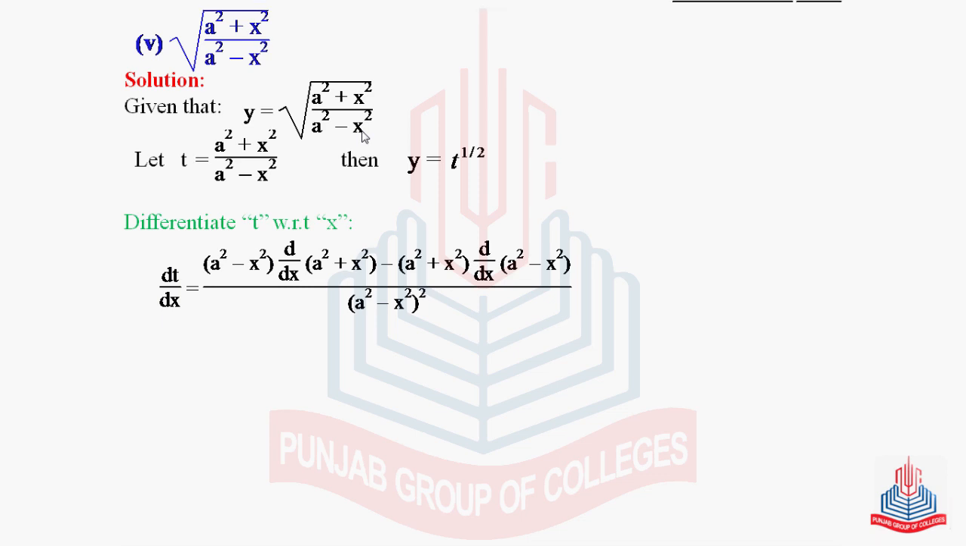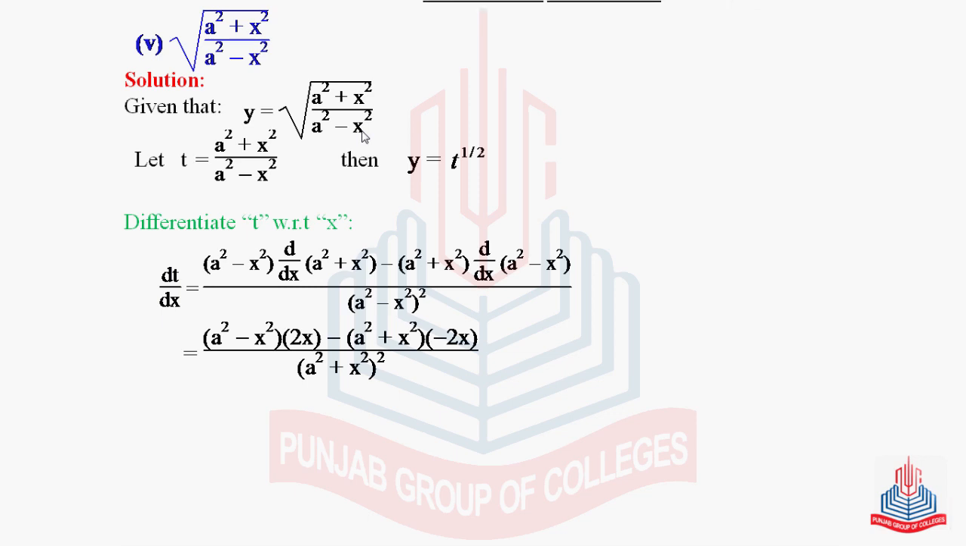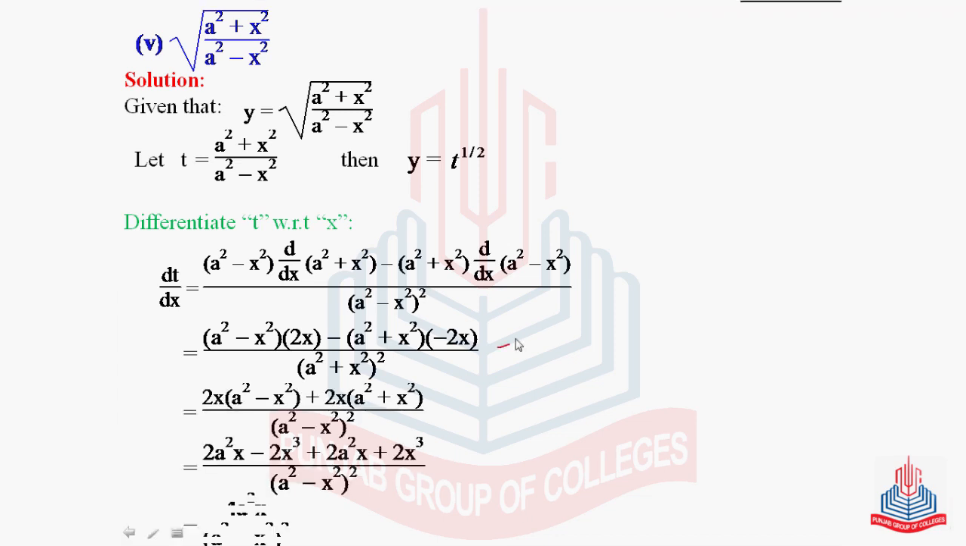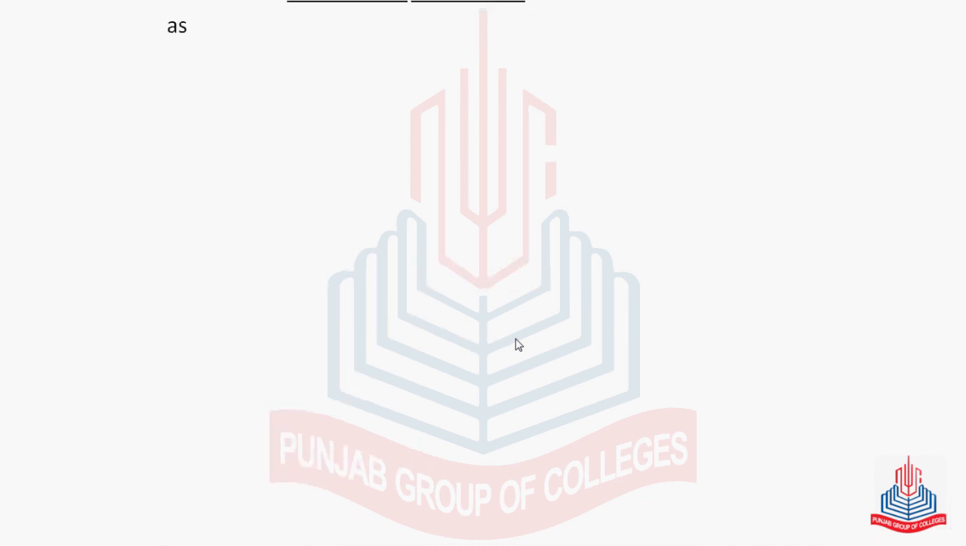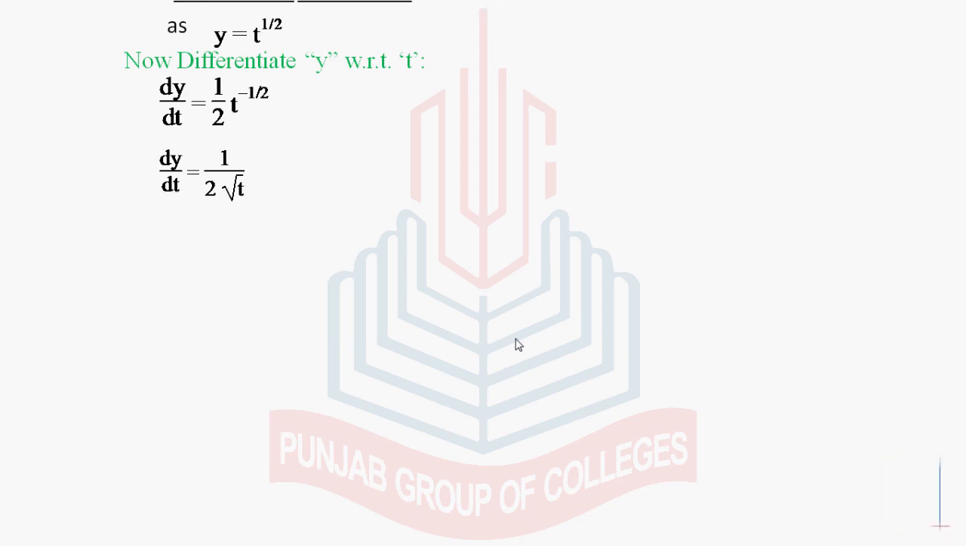This is our quotient theorem. You must check this yourself for this part. Just simplify this one. So finally we get dt/dx in the previous slide, and now as y is equal to t raised to the power 1/2, we already calculated in different parts the derivative of y with respect to t. This will be of the form 1 over 2 square root of t. So this is finally our dy/dt, and dt/dx we calculated in the previous slide.